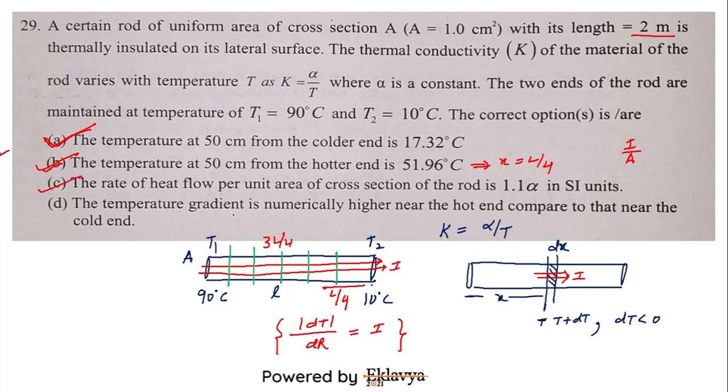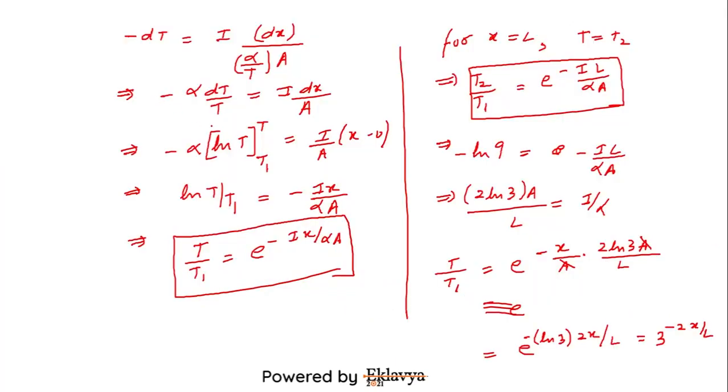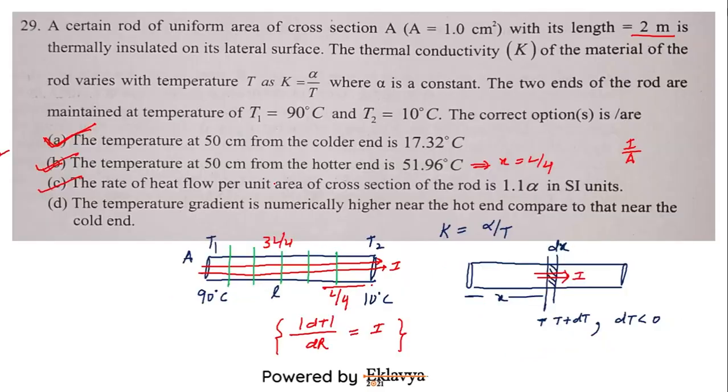Now, the temperature gradient is numerically higher near the hot end as compared to the cold end. We can check this from this part of the equation. The temperature gradient would mean dT by dx. We can see that I is constant, A is constant, alpha is constant, but dT by dx will be proportional to T. So yes, dT by dx will be higher where the temperature is higher. So option D is also correct. All 4 options are correct in this question.